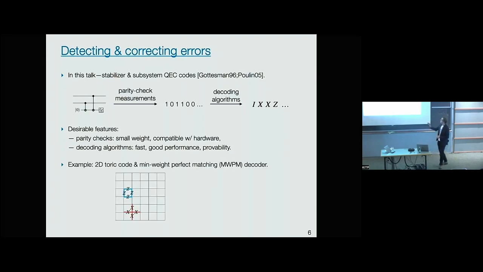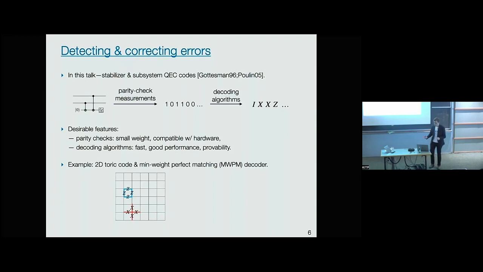So to make the discussion more concrete, let me show you an example. I'm sure many people in this room are very familiar with the 2D toric code and how to do error correction with it. The 2D toric code can be defined on the square lattice by placing qubits on the edges of the square lattice. And we measure parity checks: the Pauli-Z plaquette operators and the Pauli-X vertex operators. We use Z plaquettes to correct X errors, and X vertex operators to correct Z errors.